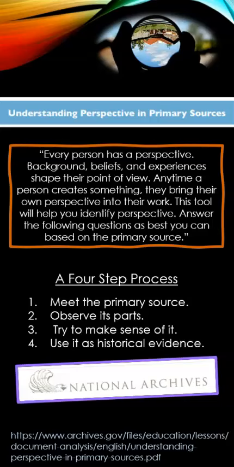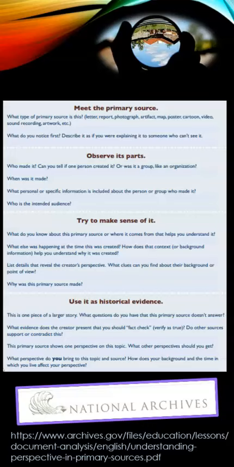So they go through these 4 steps where they meet the primary source, looking at, what is it? What do you notice first? You observe the parts. Who created it? Was it an organization? When was it made? Is there anything specifically offered about what's made? Do you know the intended audience? So if you're talking about the Declaration of Independence, who was it intended to be read by, and why is that important? And then you try to make sense of it.